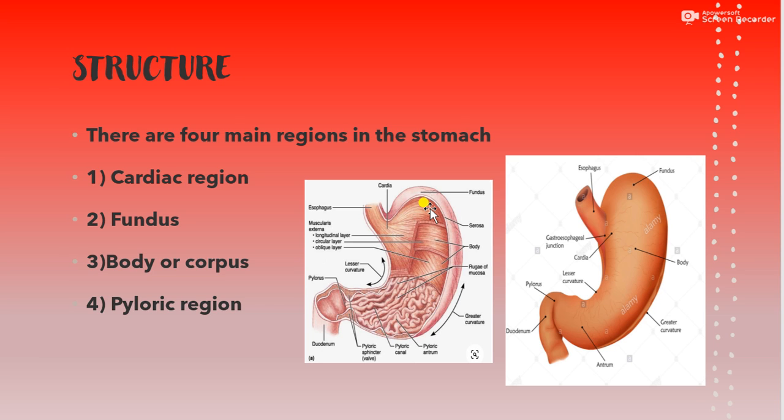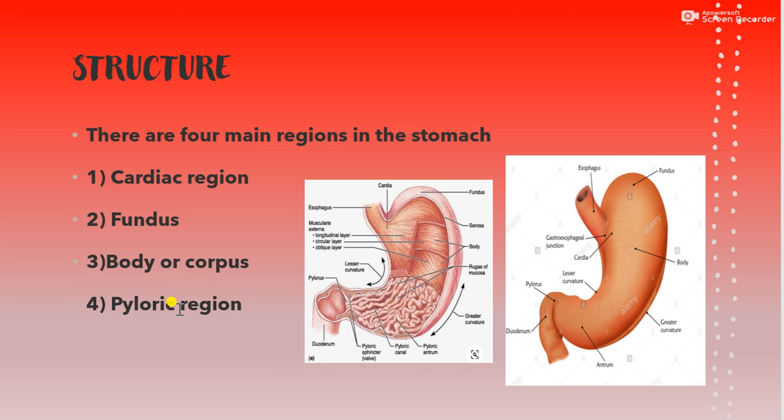And the third part of the stomach region, that is body or corpus. Look at this. This portion is the body. The body is the largest part of the stomach, forming about 75 to 80% of the whole stomach. It extends from just below the fundus up to the pyloric region.